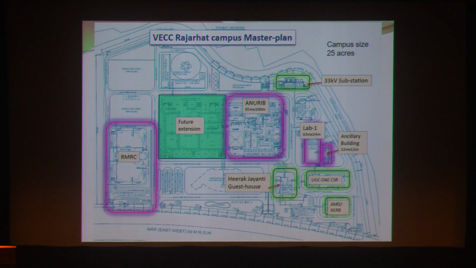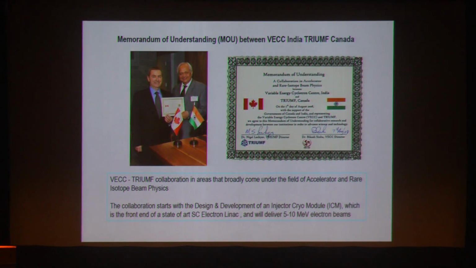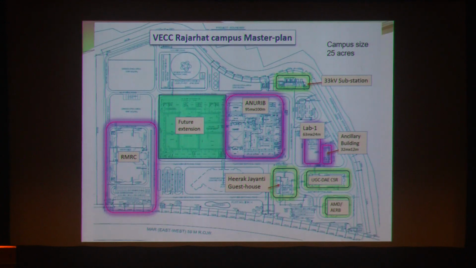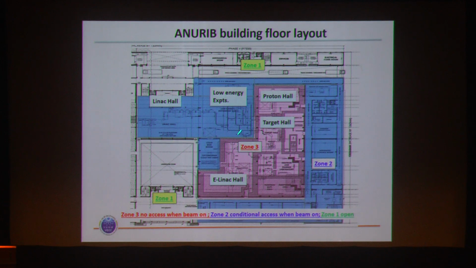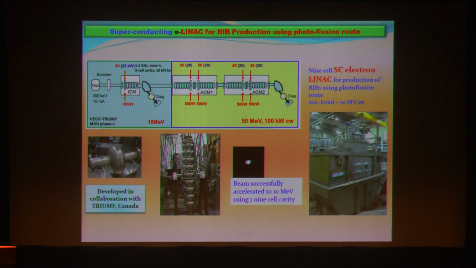Just before that, this is the Rajarhat campus master plan where this ANURIB facility will come up. Some of the buildings of other facilities have already come up. And these are the layouts of the different accelerator halls of the block diagram of the facility I showed. So we are now working on all the building design, all the regulatory permissions, and so forth. For the electron linac, we had a collaboration with TRIUMF.